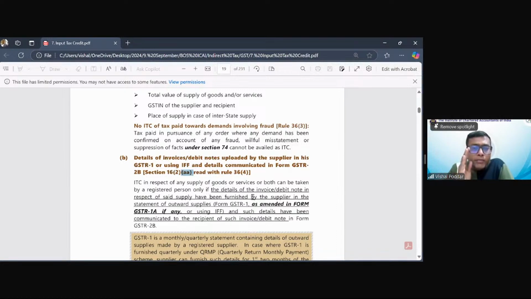But you also have this 2B, and now they brought this condition in the GST law which says that you will check your 2B every month to find out what are the purchase details.